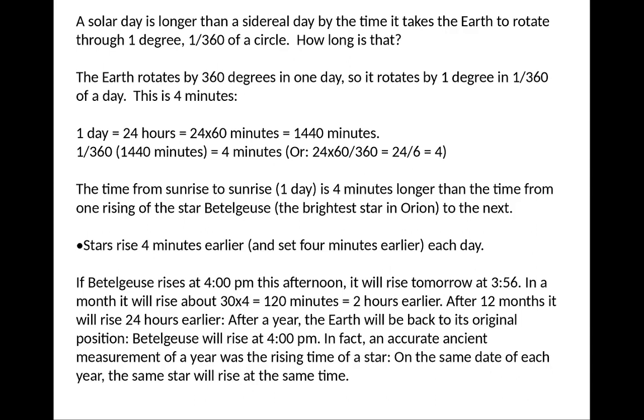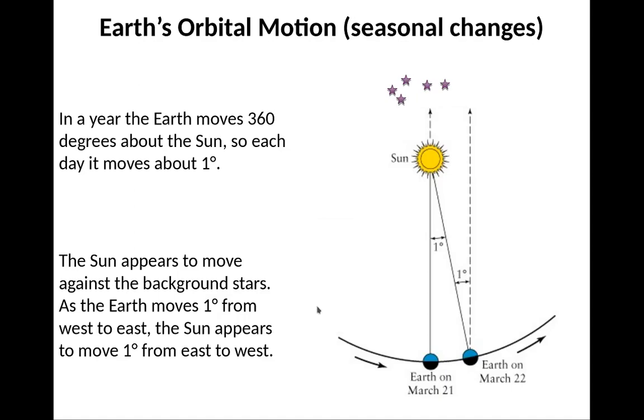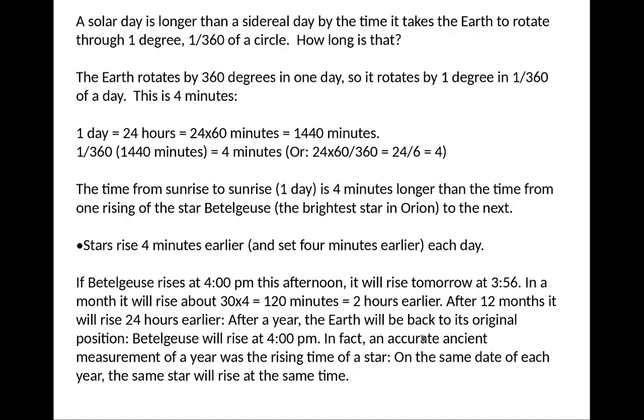All right. So for instance, take the example of Betelgeuse, the brightest star in Orion. Say Betelgeuse rises at 4 p.m. Tomorrow it will rise 4 minutes earlier, at 3:56, and a month later it will rise 30 times 4, 120 minutes, or 2 hours earlier. After 12 months, it'll rise 24 hours earlier, which would be the same time. So after about a year or so, it'll rise at the same time.